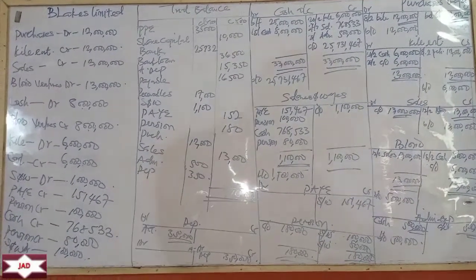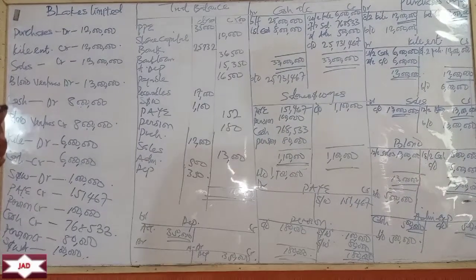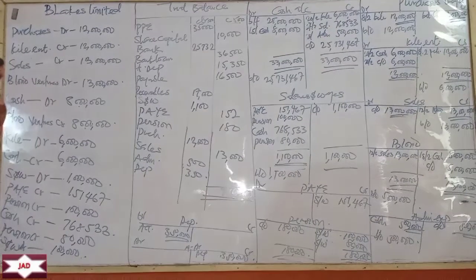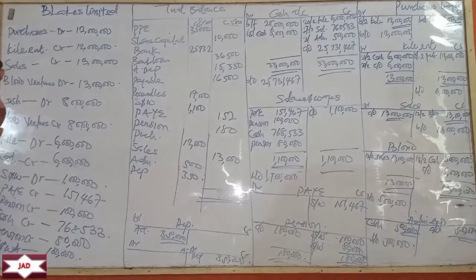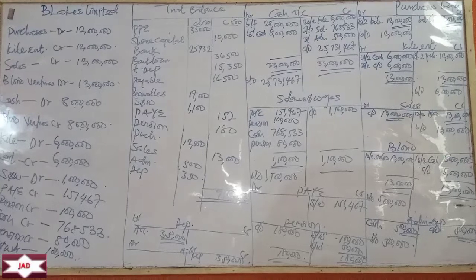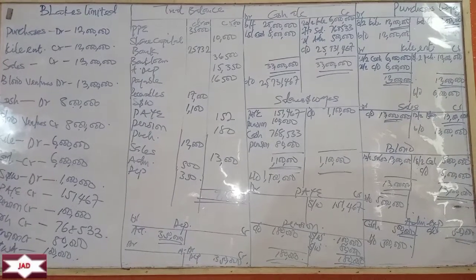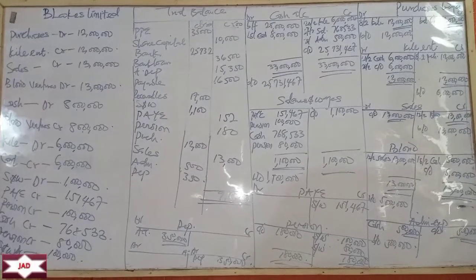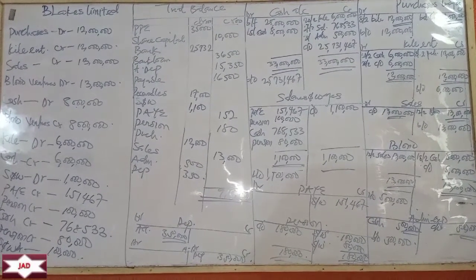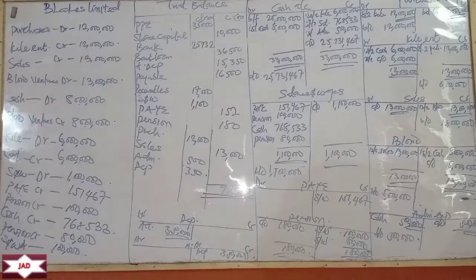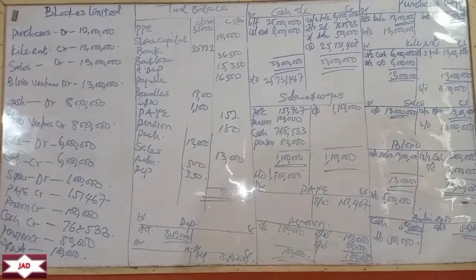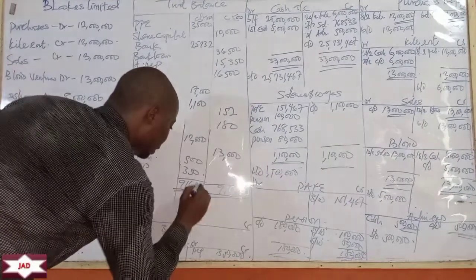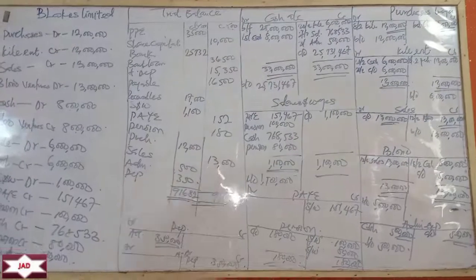We have 35,000 plus 25,732 plus 17,000 plus 1,100 plus 12,000 plus 500 plus 350. 91,682. So we have 91,682. So you can see that the trial balance has agreed.